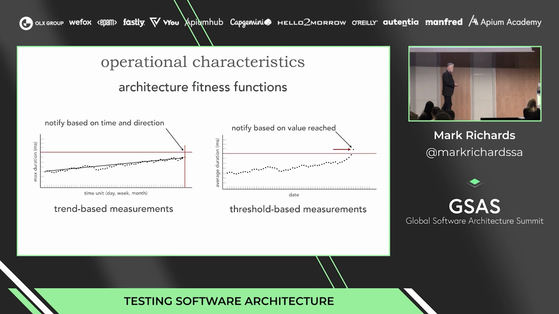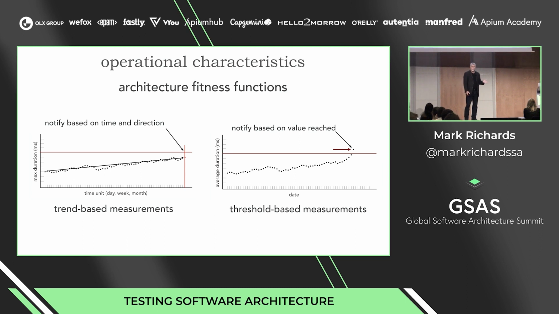Okay. So, we can do 2 types of fitness functions. Those that are trend-based measurements. These tend to be most of my favorite ones, where we're kind of looking over time to see if things are getting worse or getting better over time. And then it notifies me if that analytics service that I wrote, through simple machine learning or just basic trend analysis, starts to notice something's off.